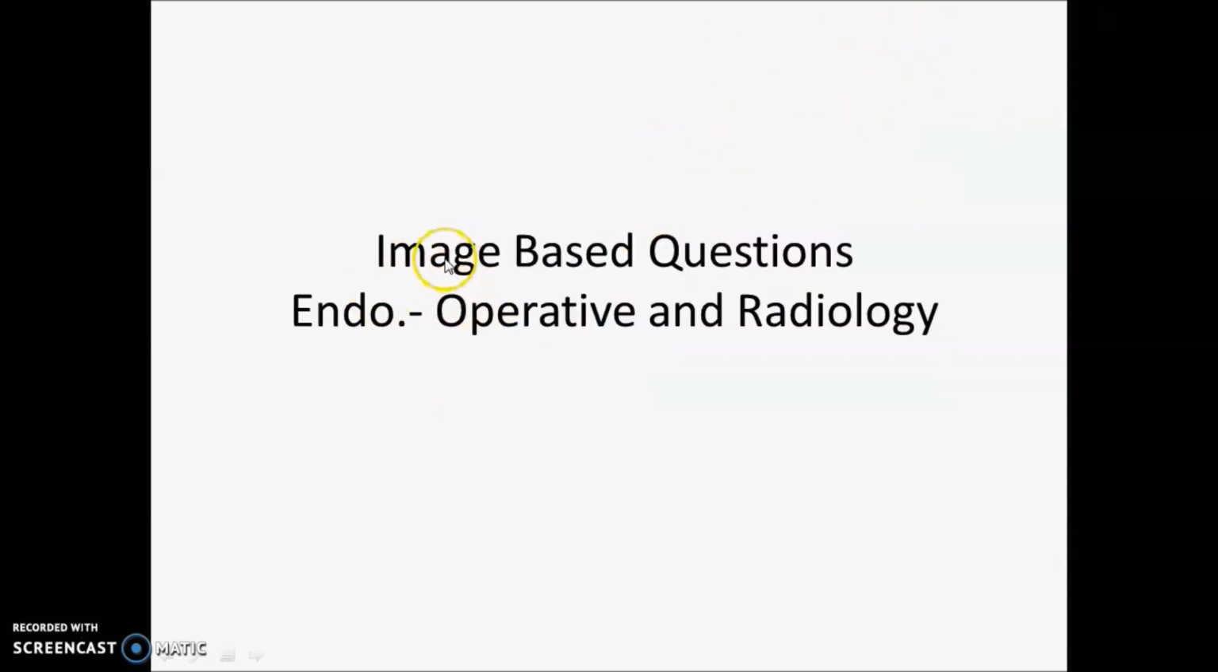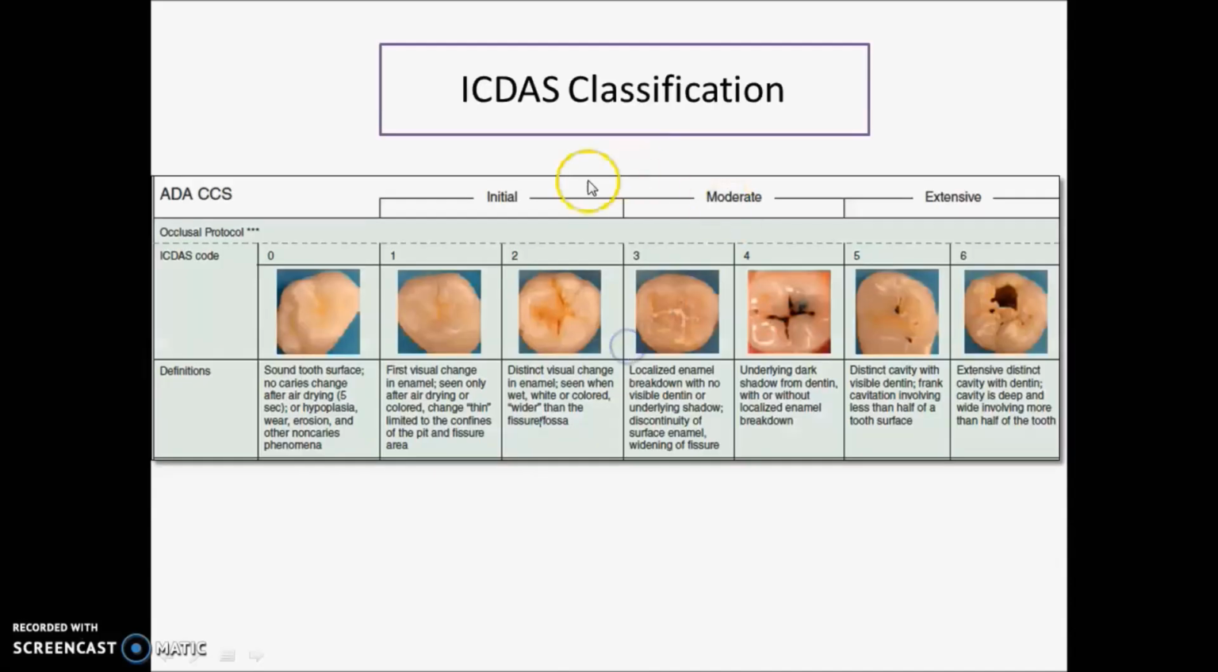So today the topic is image based questions. We will study endo, operative and radiology. First we'll talk about the ICDAS classification, that is International Caries Detection and Assessment System. It's very important because nowadays it is commonly used everywhere, so they can ask you any picture and tell you which ICDAS code it is. So don't get confused, aspirant. It ranges from 0 to 6.